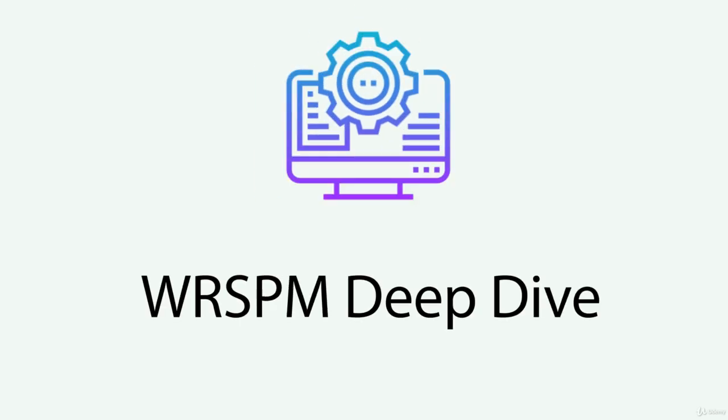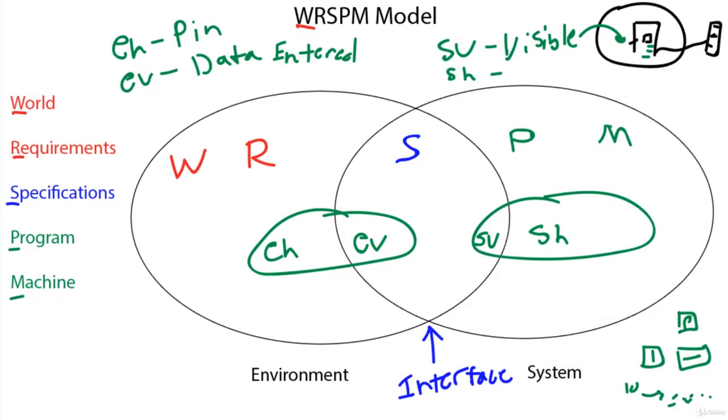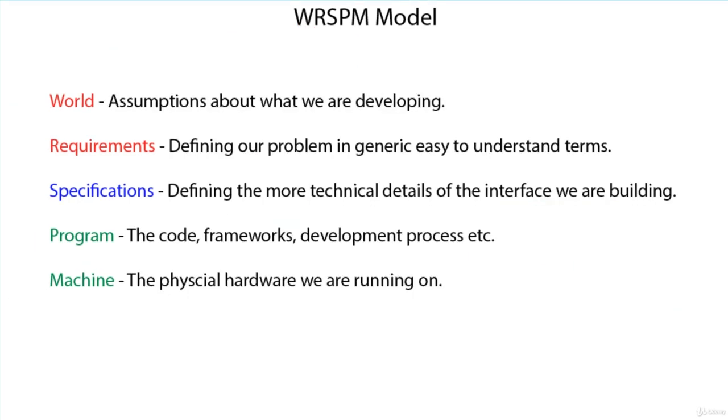Now that we have a better understanding of the WRSPM model, maybe a rough understanding of it, let's jump into a couple of examples and further explain each of these areas so that we're all on the same page, and we could actually implement this if we ever had to do a requirements document. So let's jump into each one of the categories, and I just want to define them a little bit.